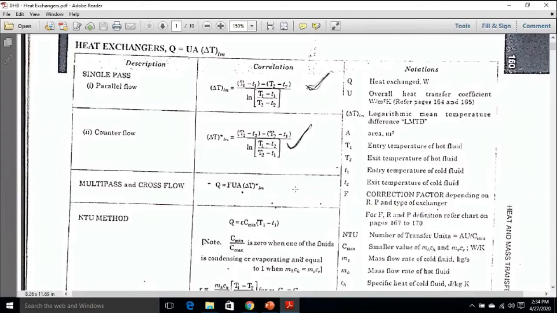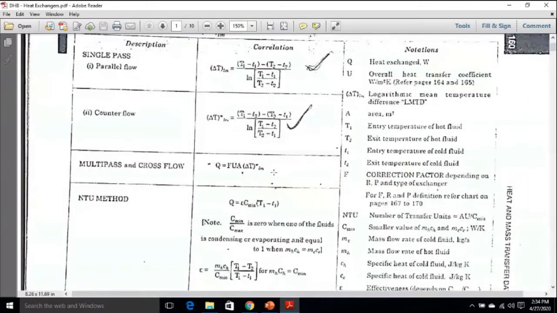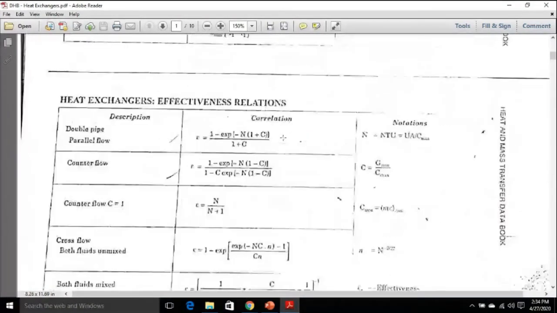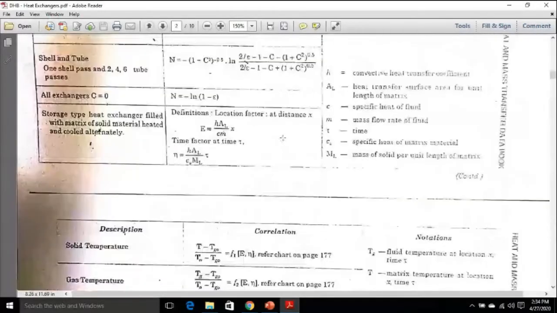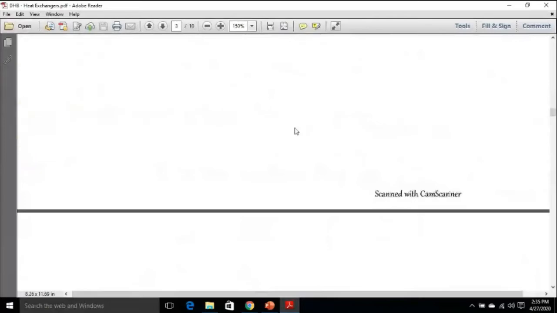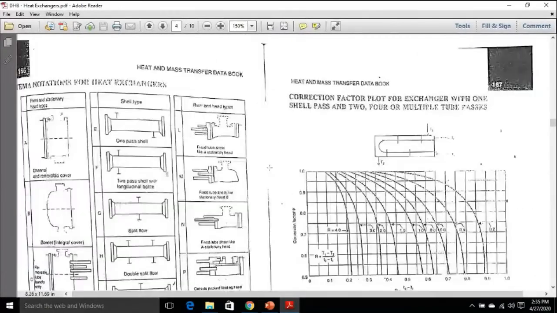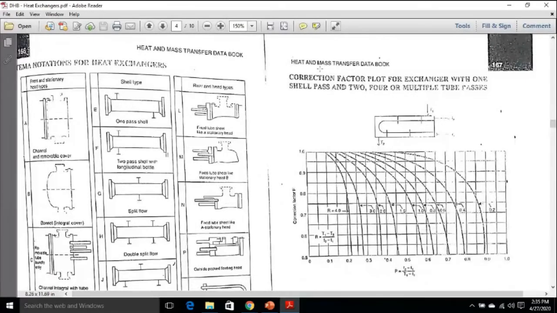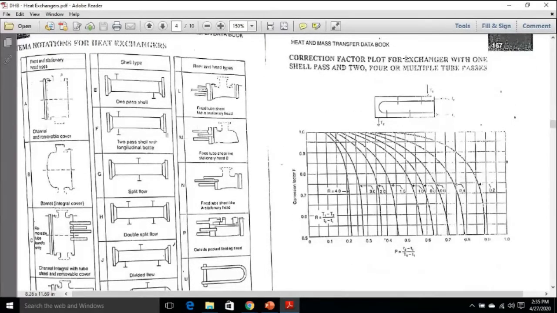Okay. Now, how to find the correction factor? For that, you need to go to the end pages of this particular topic. When you keep moving ahead, you will see a relation like this. The first relation is for the correction factor for a heat exchanger with one shell pass. It means we have a single shell and we have 2, 4 or multiple tube passes.